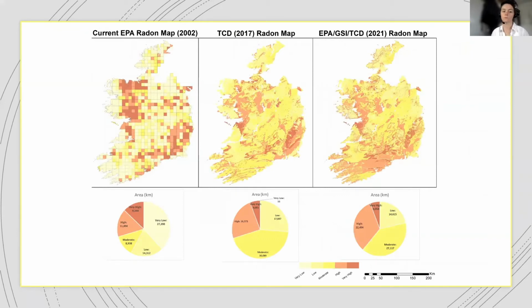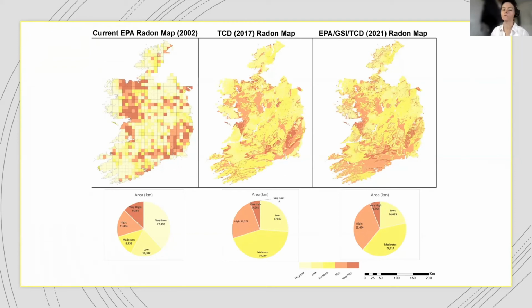This is just showing the progression of the various maps. The current map on the left-hand side, our 10-kilometer grid. The one in the middle is the output from the TCD and GSI research. And our final one here is again logistic regression, same as the TCD and GSI research. But you'll see that there is a slightly different distribution. That's partly due to an updated version of the model itself, as it's been tuned using cross-validation.